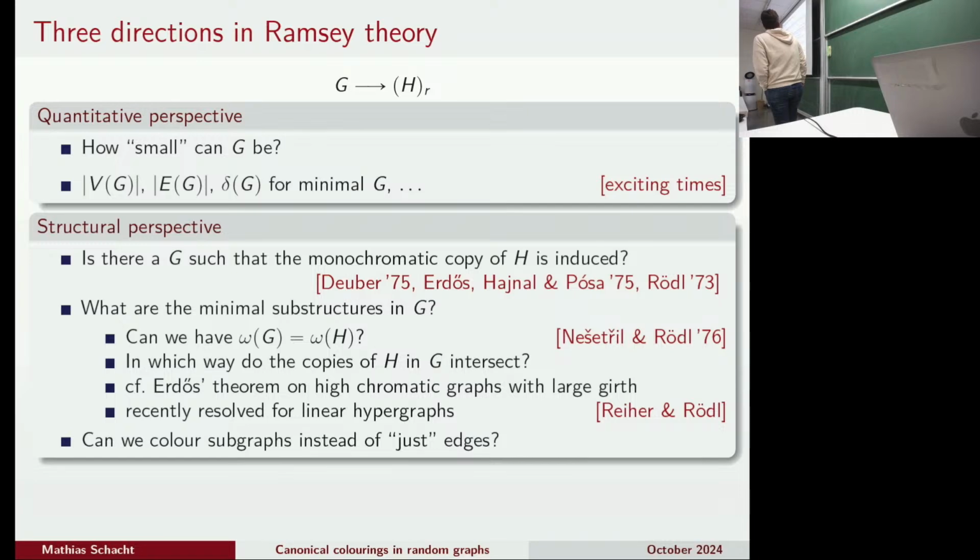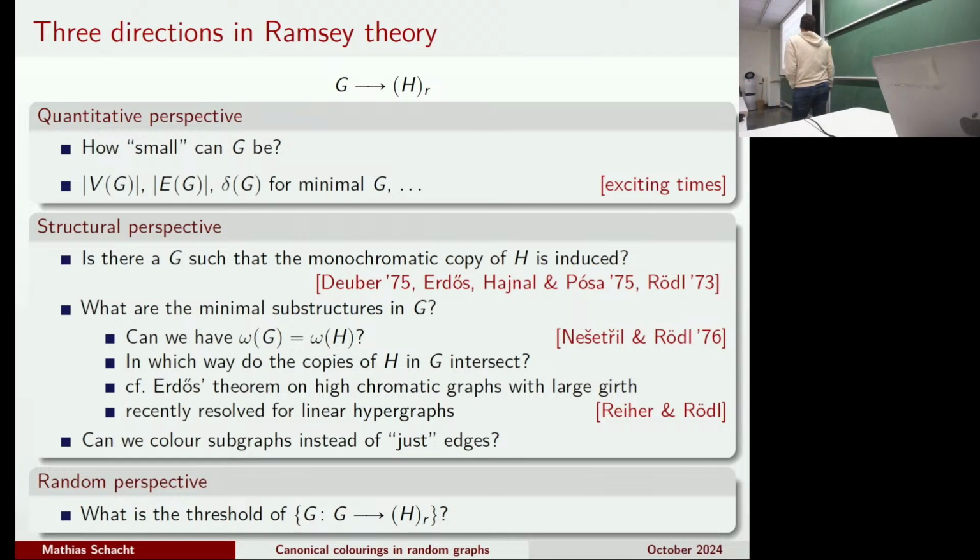Okay, and so I will not talk about these things too much, a little bit about this. What I will rather talk about, and this was also a research theme which came up in the late 80s or 90s, is that you study it from the perspective: when does the random graph have a Ramsey property for H? So you want to know the threshold for this property.